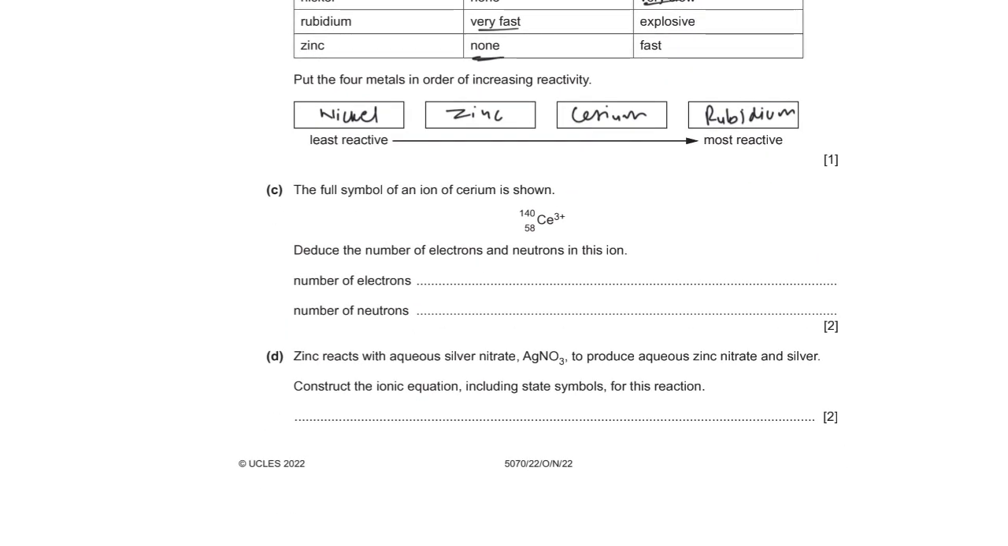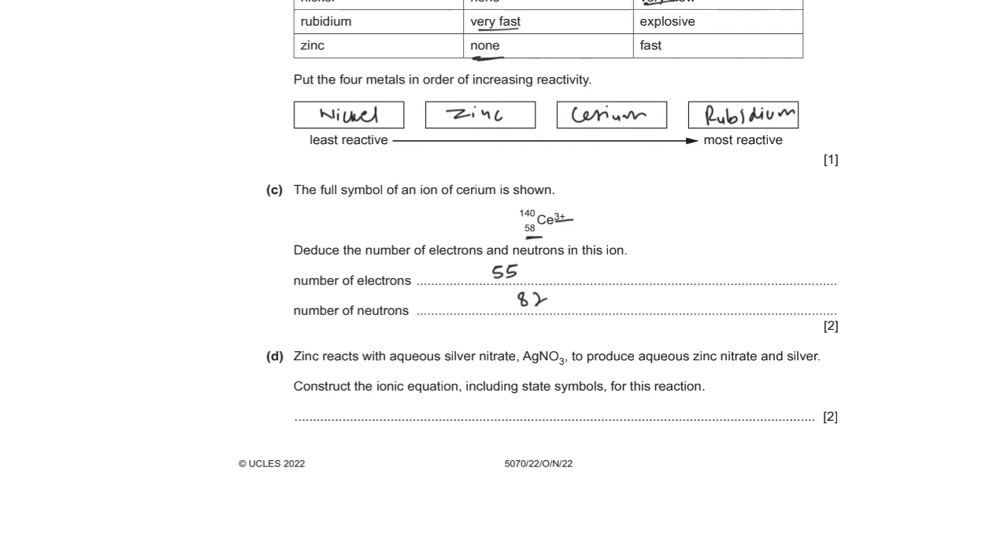Deduce the number of electrons and neutrons in this ion. There are 58 protons, 58 electrons, and 3 are lost. So there are 55 electrons, and neutrons are 140 minus 58. That would be 82.